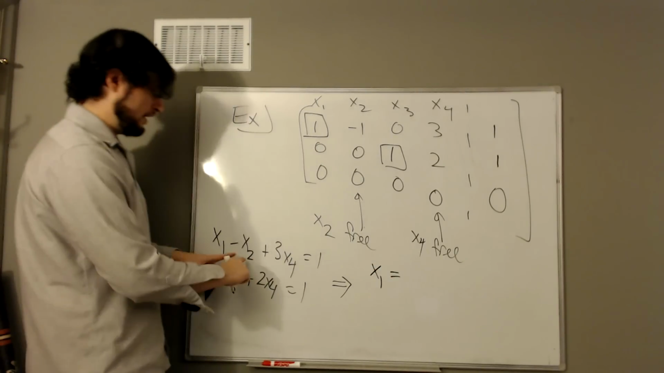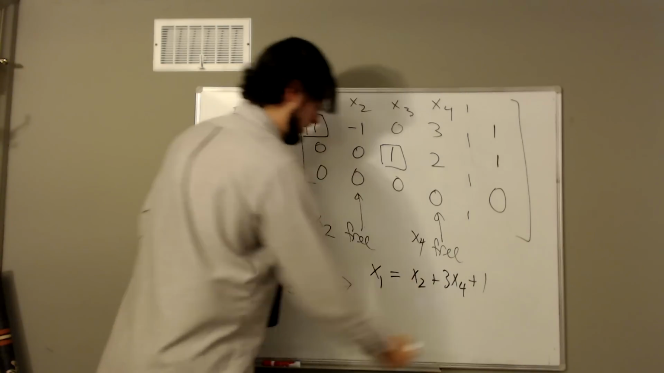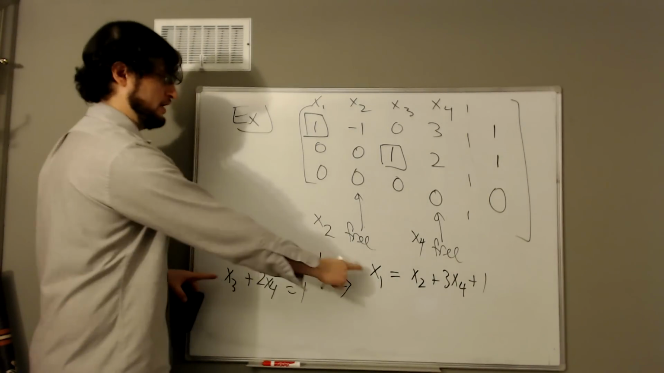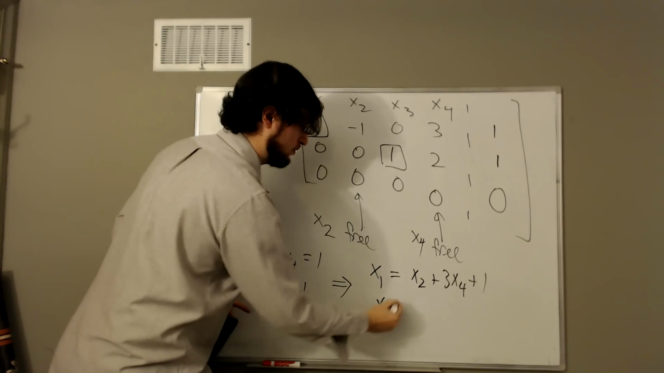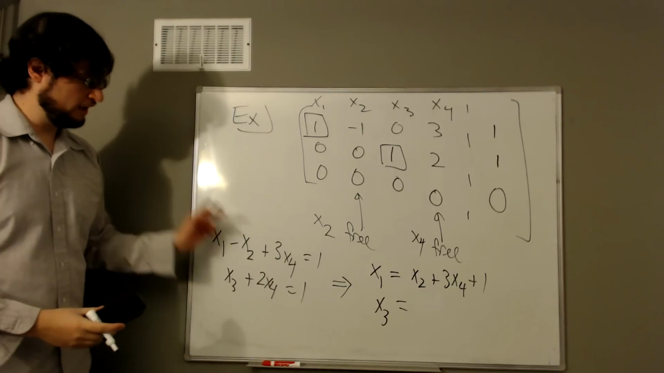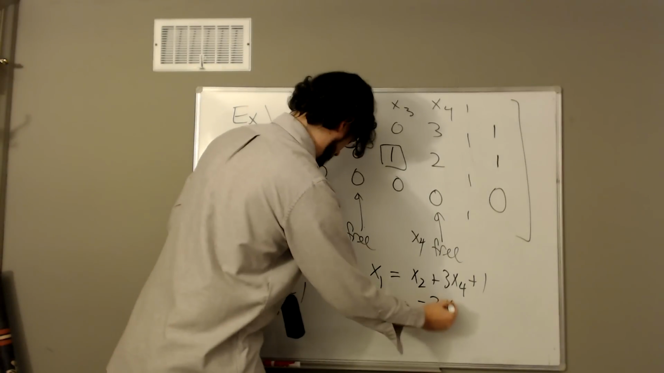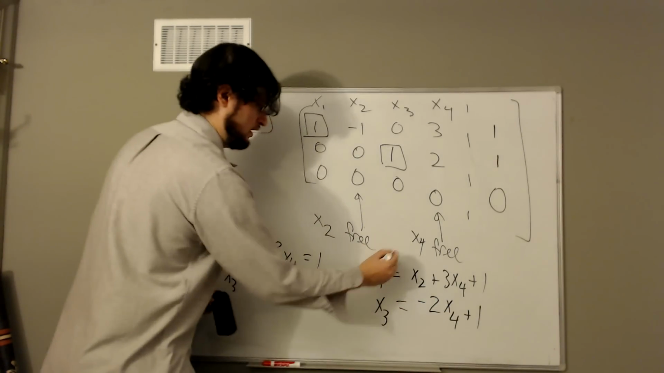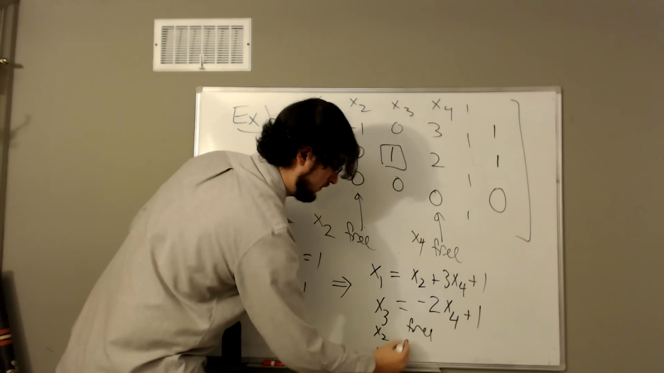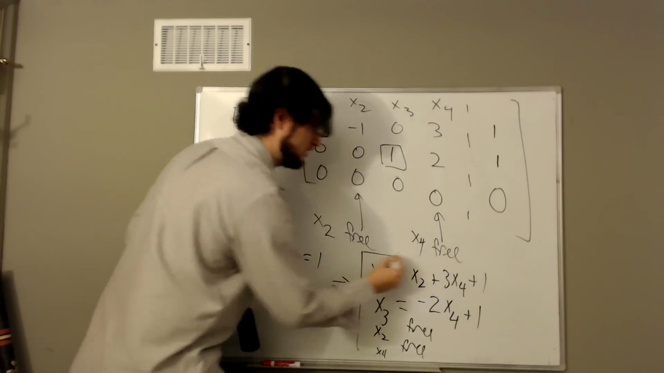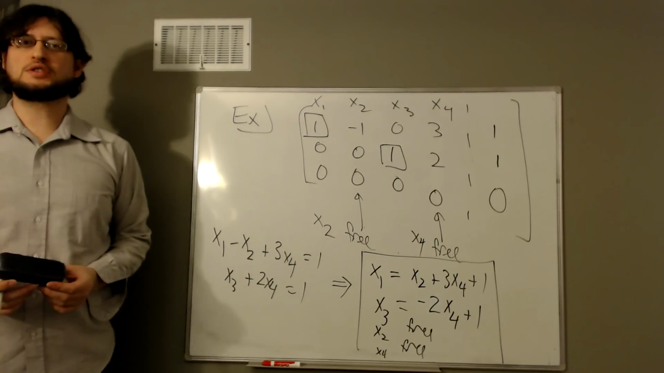And if I do that, then I get x1 equals x2 plus 3x4 plus 1. That's because x1 is not free. x3 also has a pivot. So I solve for x3. These are always going to be the leftmost variables. Everything else will move to the right. I see x3 equals negative 2x4 plus 1. And x2 is free. x4 is free. And this is the solution to the system of equations.